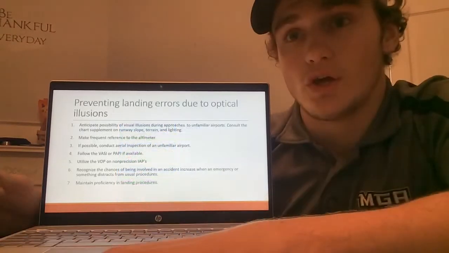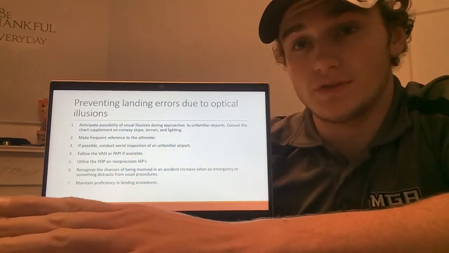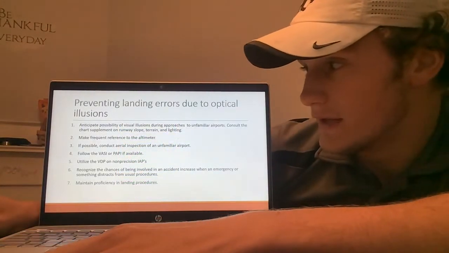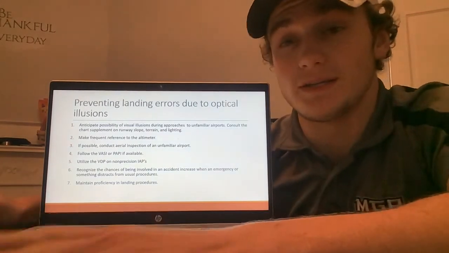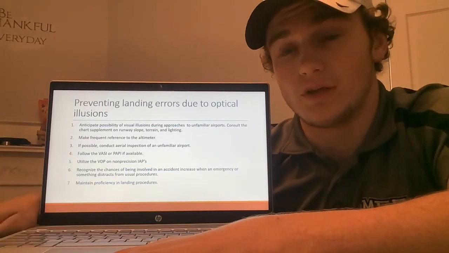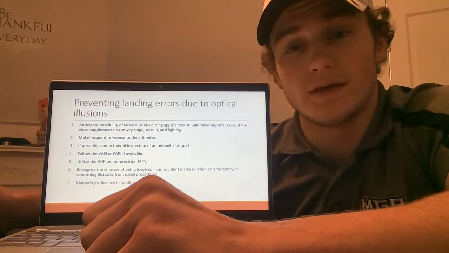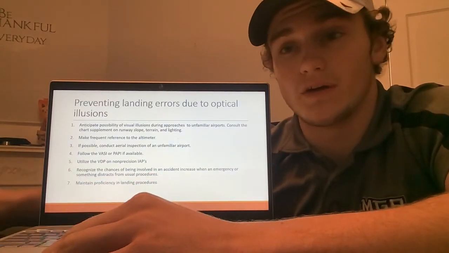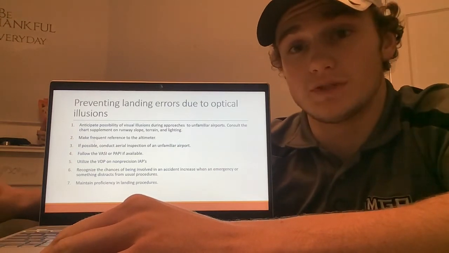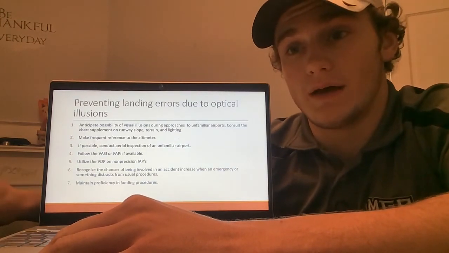To prevent these illusions when you're landing, you want to anticipate the possibility of them. Look over the lights, the slope, and the width of the runway, to see if it's wider than you're used to. You can find these things in the chart supplement prior to landing at the airport.